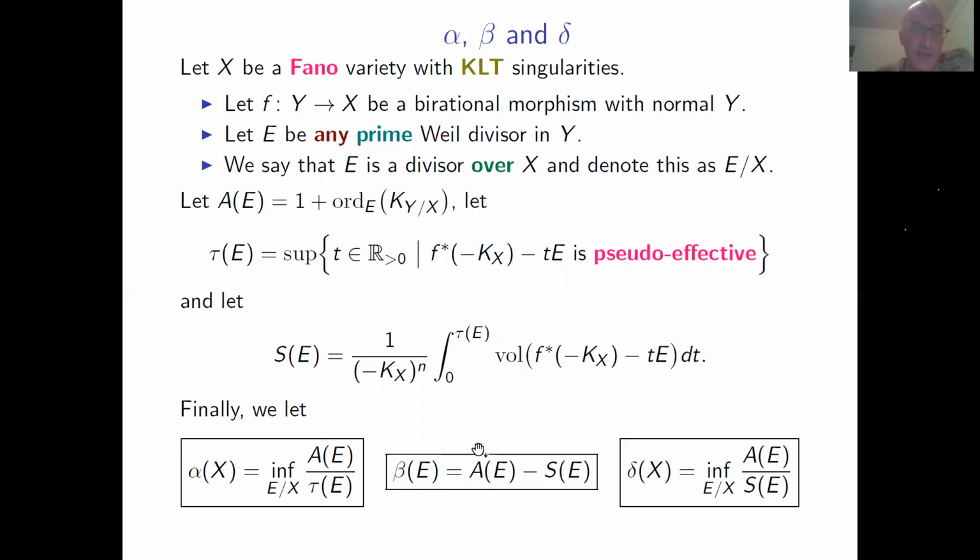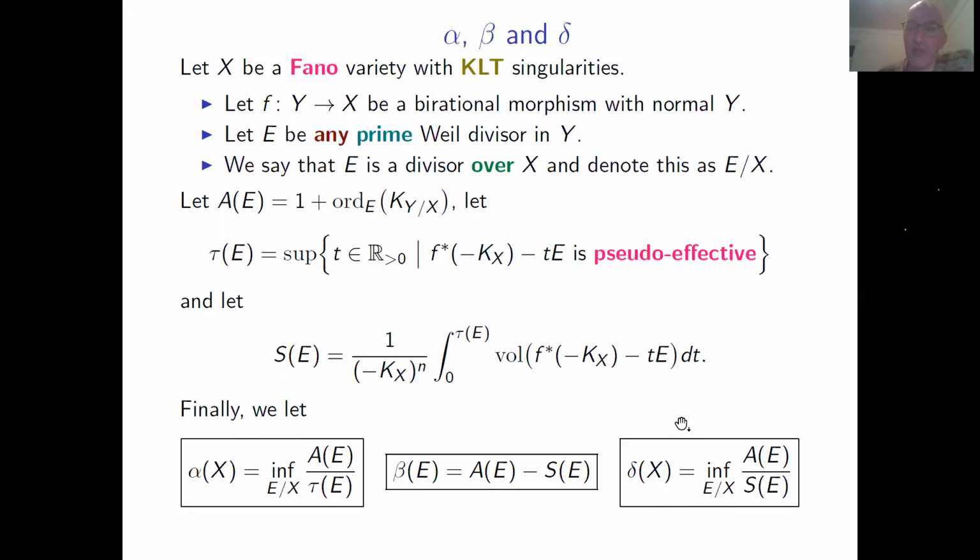And the second is you can take a ratio. So you take a ratio of A over the pseudo-effective threshold. This is known, but it's given by different definitions, but this is probably the simplest definition. This is the alpha invariant of Tian. So you take the infimum of all these ratios.